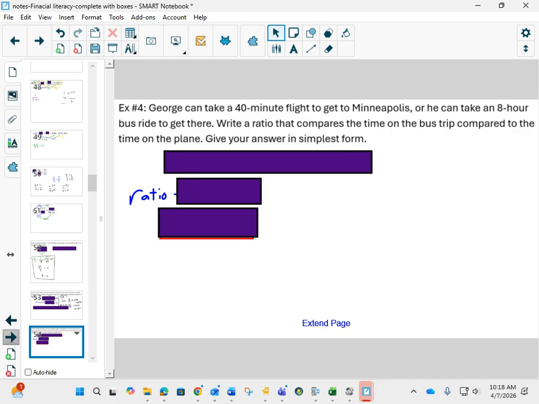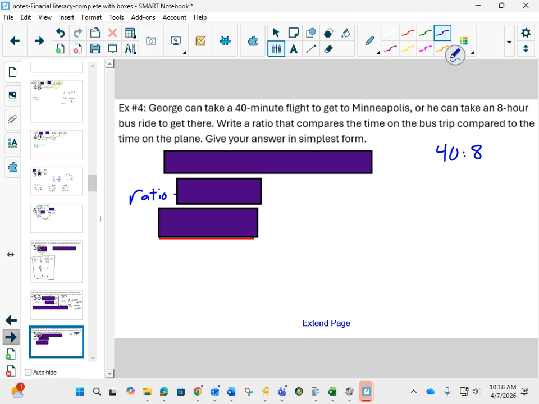George can take a 40-minute flight to get to Minneapolis, or he can take an 8-hour bus ride to get there. Write a ratio that compares the time on the bus to the time on the plane. Give your answer in simplest form. So our ratios get us to deal with fractions. One of the things you're gonna look at in this question is, why should I not do this? What's a problem with just doing 40 and 8 as my ratio?